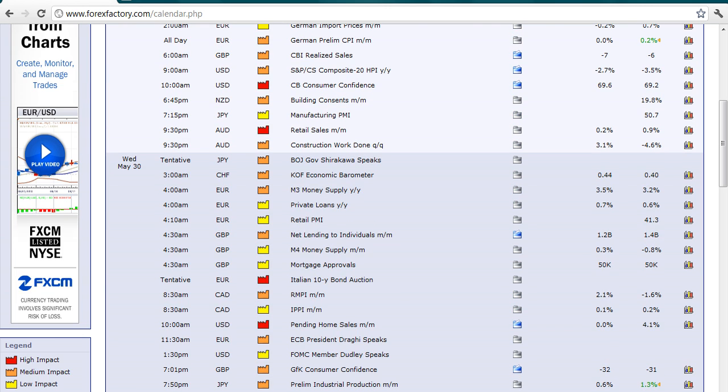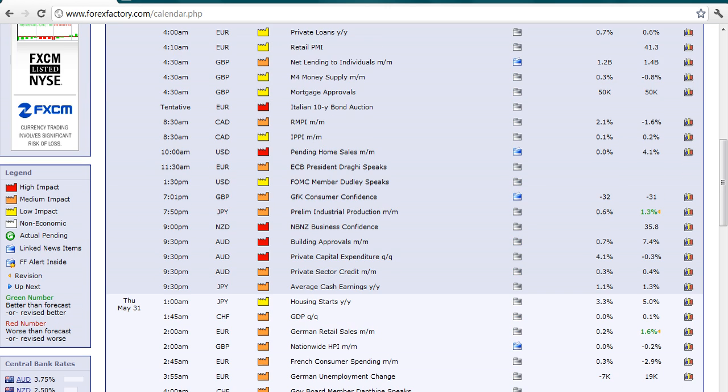On Wednesday, we have a big Italian 10-year bond auction, so keep an eye out on that. We have US pending home sales, month-on-month forecast at 0.0%, previously was 4.1%, so we're expecting a big decrease in the pending home sales data. We have some Australian data there, building approvals, private capital expenditure, and some New Zealand data there.